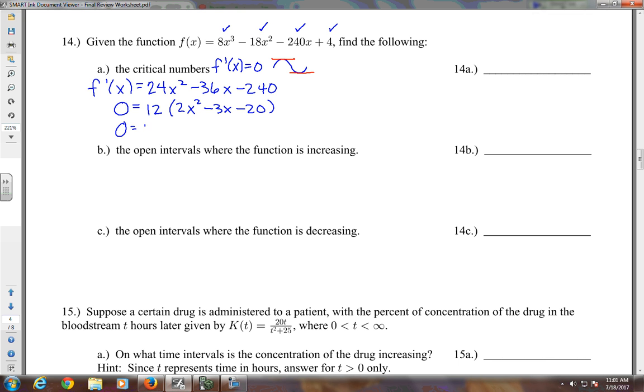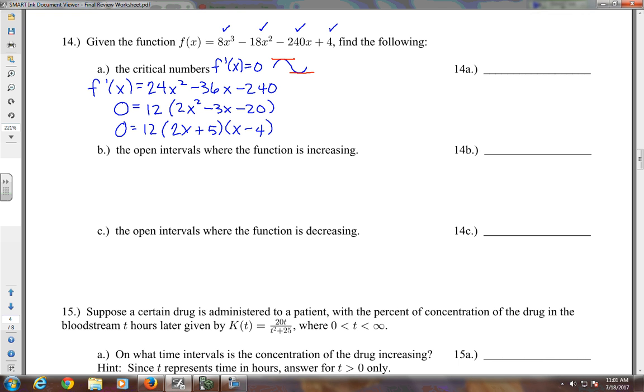Now I can factor that remaining trinomial. It factors as 2x plus 5 times x minus 4. Notice the outside terms there are negative 8x. The inside terms plus 5x. That gives me the correct net middle term of negative 3x. And of course, the first and last products are correct as well.